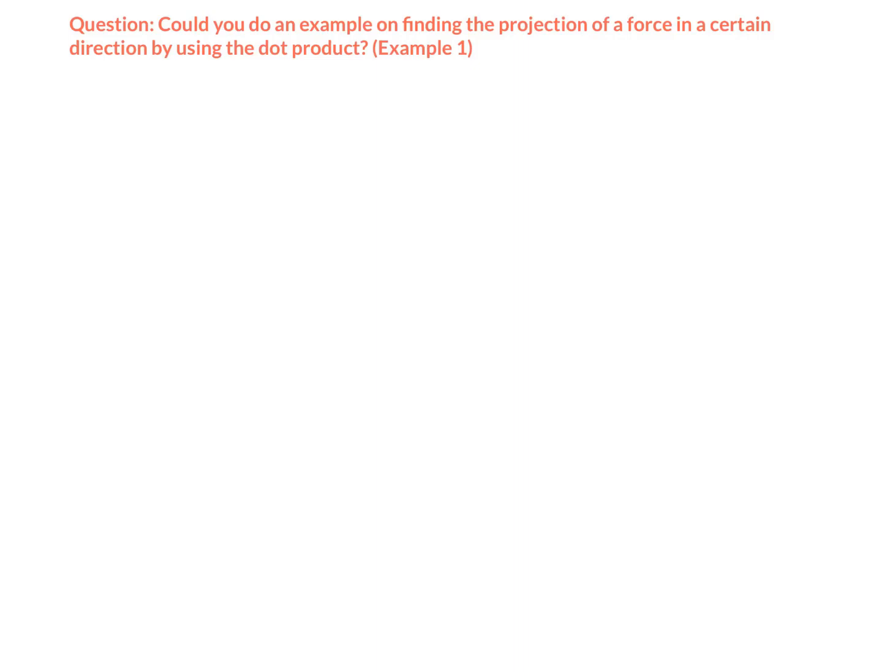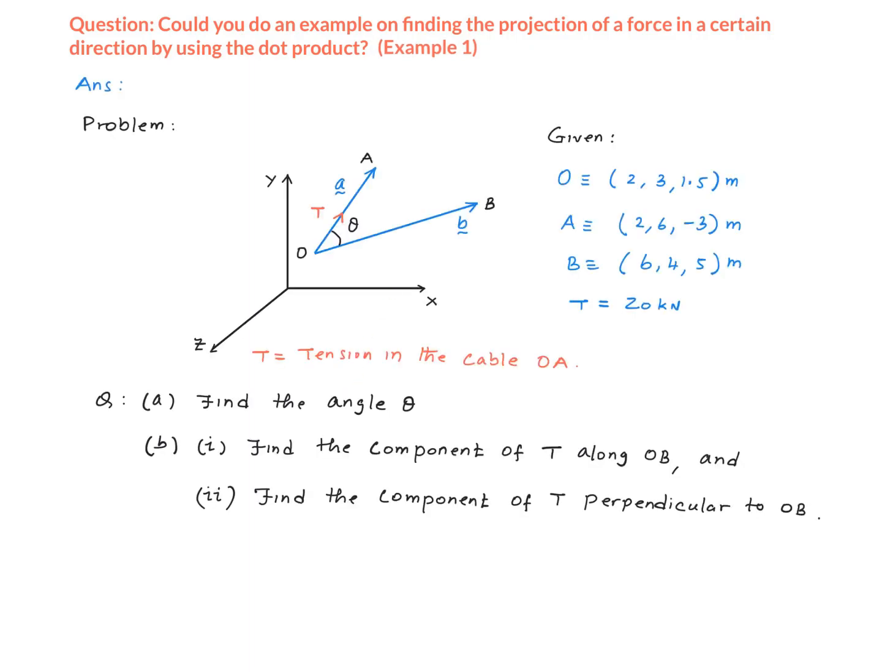The question is, could you do an example on finding the projection of a force in a certain direction by using the dot product? This is the problem that I have selected here. There is a cable going from point O to point A, and the tension in the cable is 20 kilonewton. These 3 points, points O, A, and B, are simply points in the space, and their coordinates are given here.